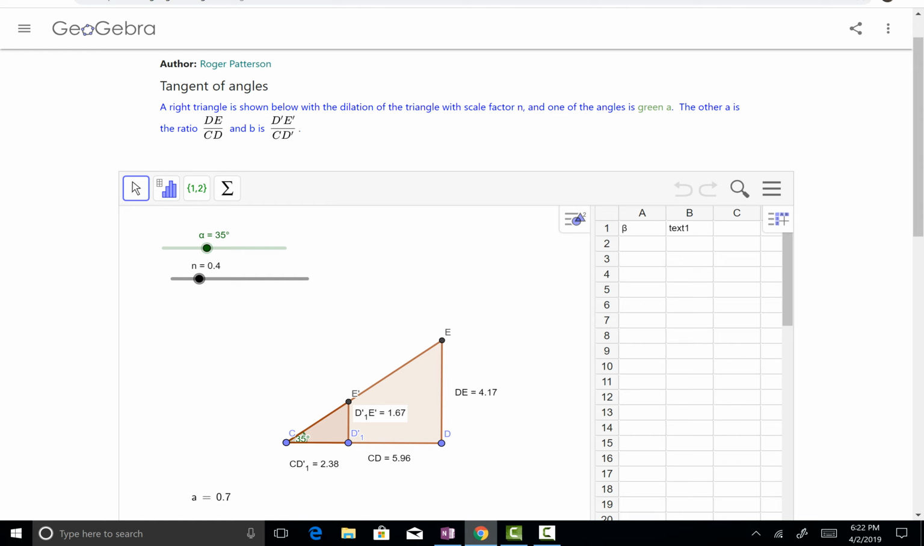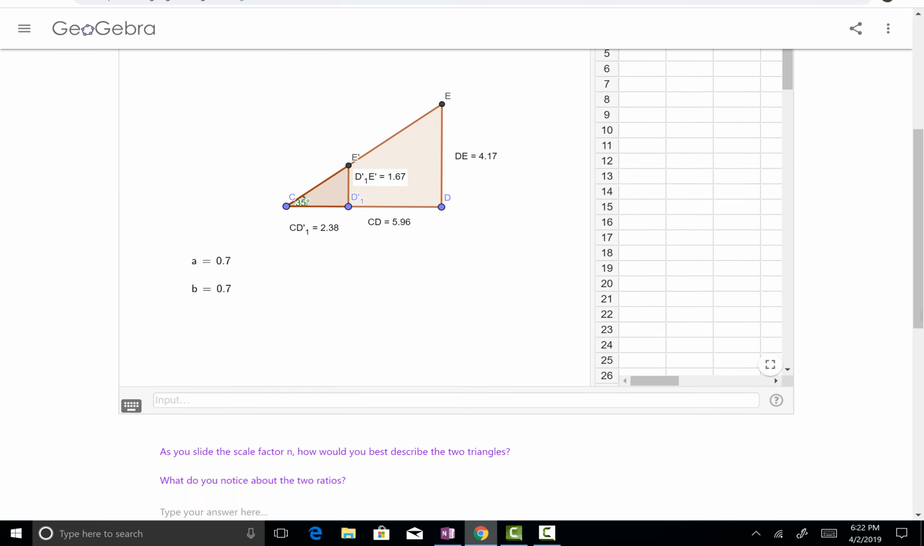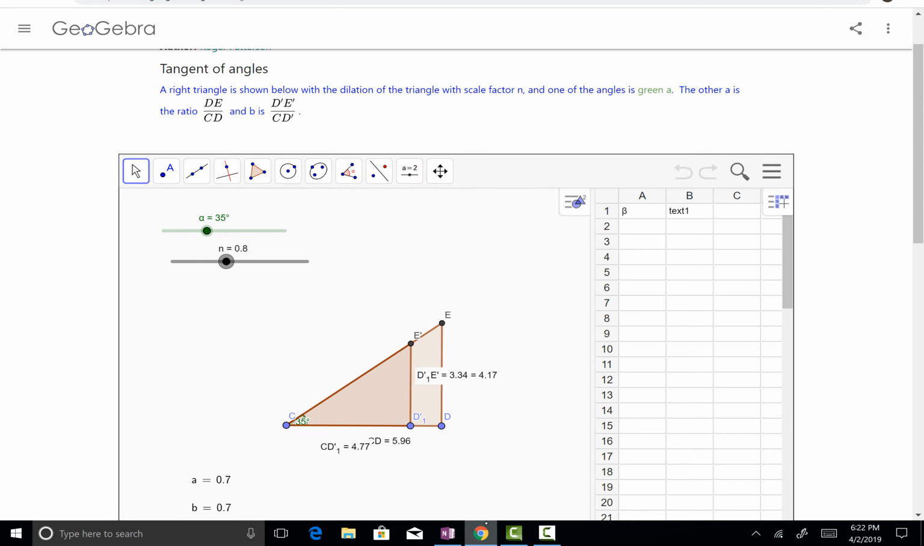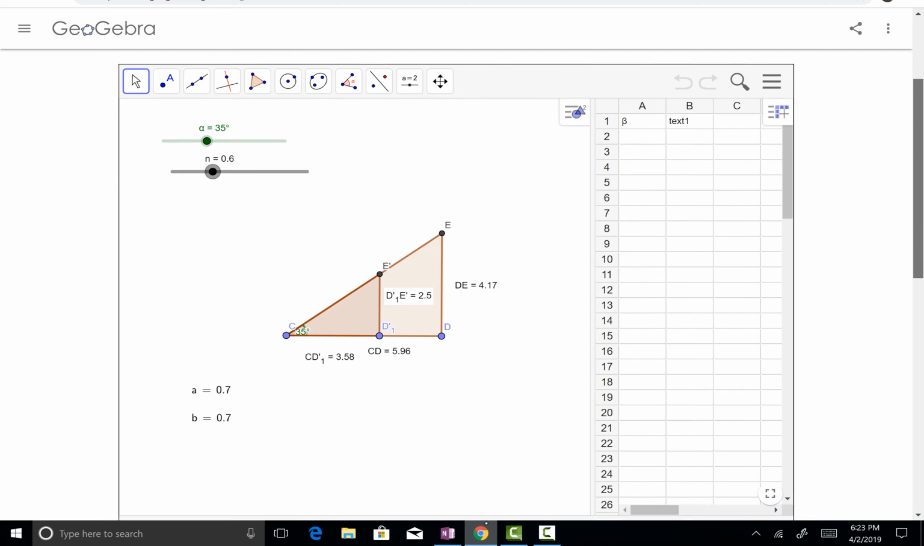So that's the one that you read about in the little exploration. It's basically rise over run, that ratio. And then we have D prime E prime right here, and then we have C D prime there. So it's comparing the two rises over the runs. So hopefully you followed directions and you've gone ahead and slid it and found out that no matter what we do with that scale factor, those triangles are similar. All right, they have two angles that are equal. So that's all we need for similar triangles.